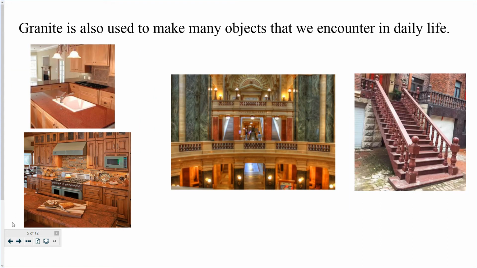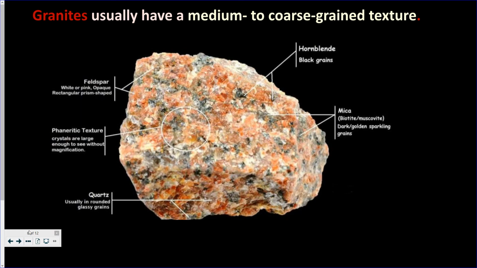Granites are also used to make daily life objects, things we encounter in your kitchen countertop, your stairways, some columns. If you go to the Wisconsin Capitol building, you'll see a lot of red granite incorporated, here are the columns of red granite going up. Now, this is red granite here. Red granite gets its name from the reddish, pinkish cast to it, but it is made out of different minerals.